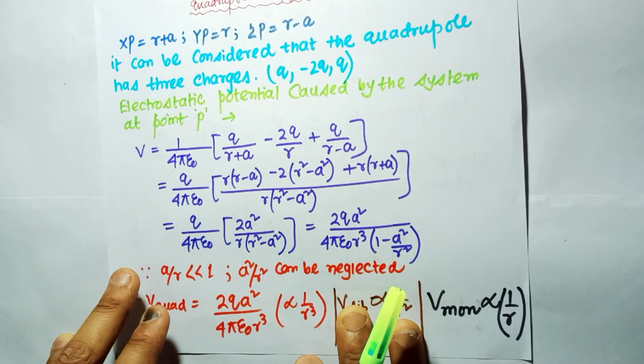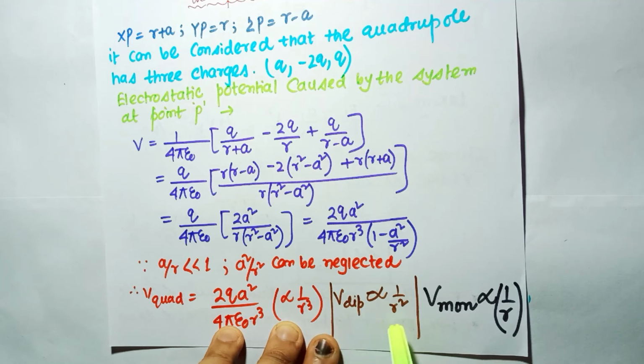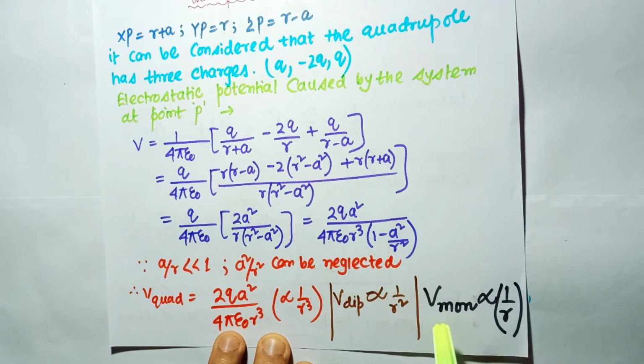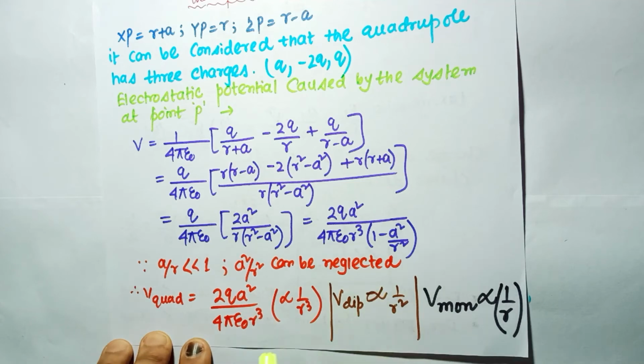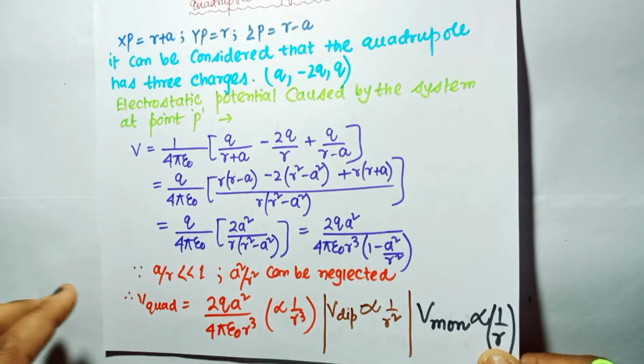Previously I have also discussed that for the dipole the potential depends on 1 by R square, and for the monopole, or the single charge, it depends on 1 by R. So you can see for the monopole it is 1 by R, for the dipole it is 1 by R square, and for the quadrupole it varies as 1 by R cube. So for different charge configurations, we get different potentials.